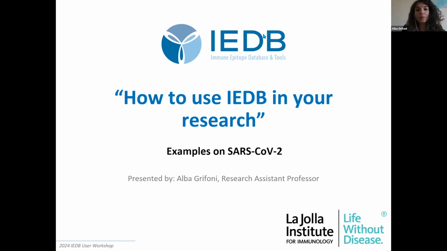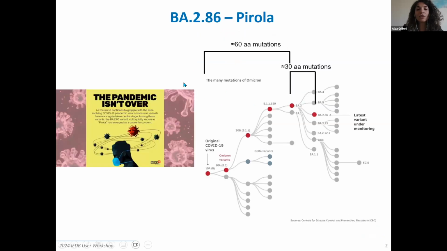And so I am going to focus today mostly on coronaviruses because many of you have experienced the pandemic, and probably many of you are still working on understanding what's happening to our immune system, our T cells or immune system in general, the more it is exposed to different variants. And so at the beginning of this year, we were wondering about a specific SARS-CoV-2 variant. The name given by the media was Pirola.